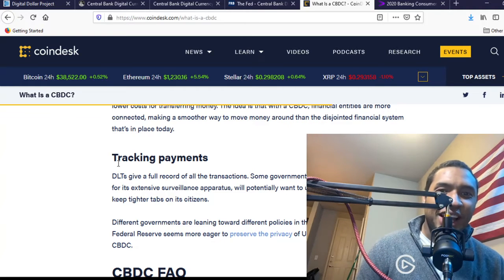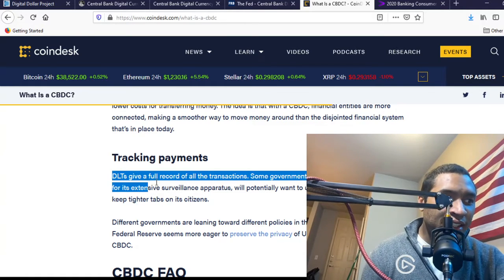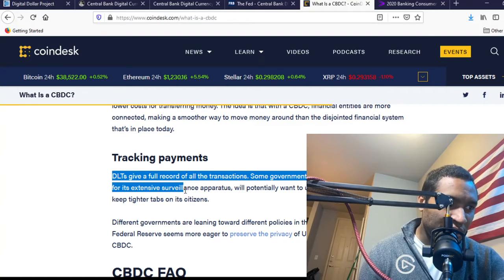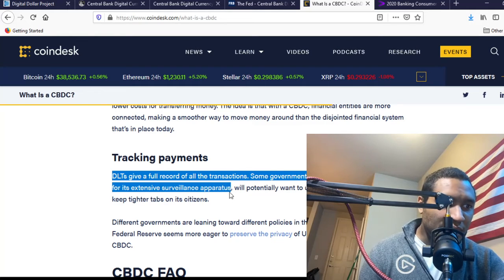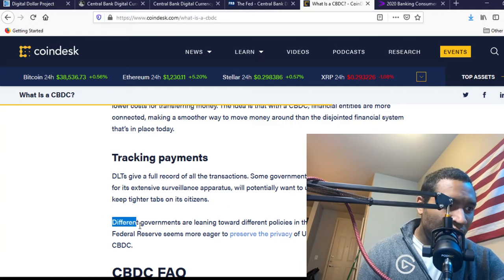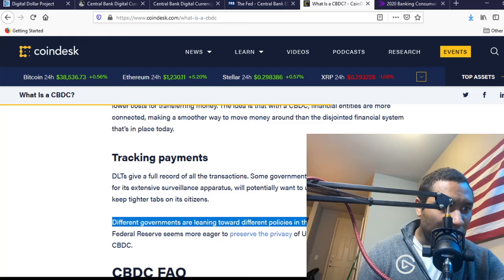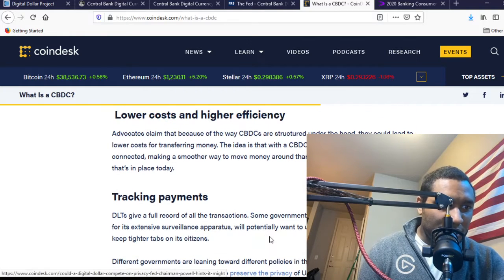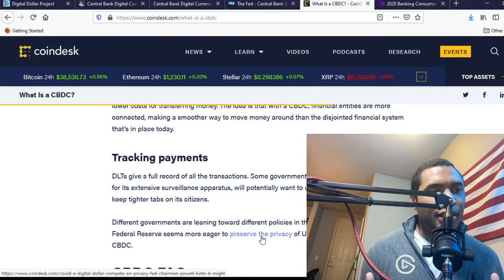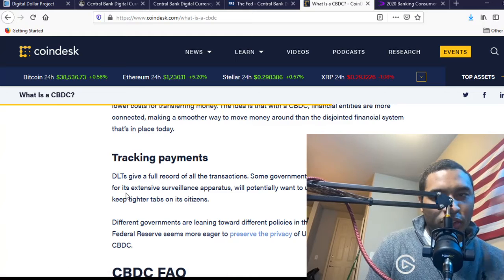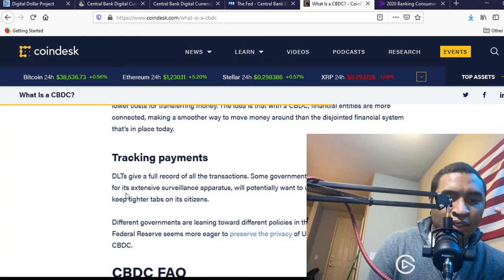Tracking payments. Oh, this is a big one. Now, before everybody freaks out about tracking payments, DLT gives a full record of all transactions. Some governments, such as China, which is known for its extensive surveillance apparatus, will potentially want to use this financial information to keep tighter tabs on the citizens. Different governments are leaning towards different policies in this respect. For example, the U.S. Federal Reserve seems much more eager to preserve the privacy of U.S. citizens in case it adopts a CBDC. Now, I'm not going to speak on that one. I have no idea. But if we want to track the payments, this will be good for a couple of reasons.